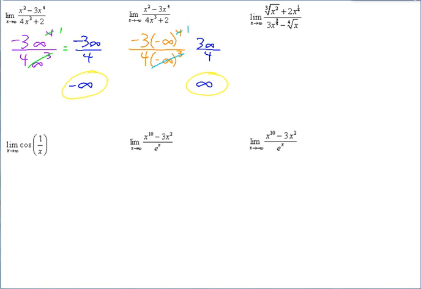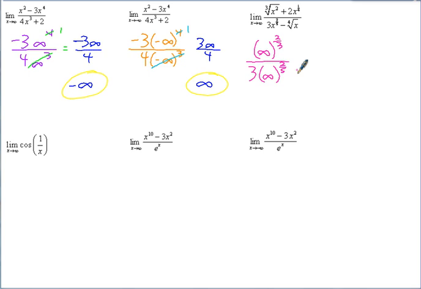Let's take a look at another one with fractional exponents. Here we've got x to the 1/4 versus x to the 2/3. So 2/3 is bigger, so it's going to be infinity to the 2/3. And here we've got x to the 1/4 versus x to the 2/5. 2/5 is bigger, so that's going to be 3 infinity to the 2/5.